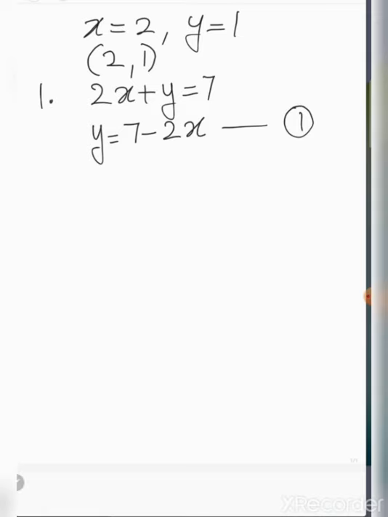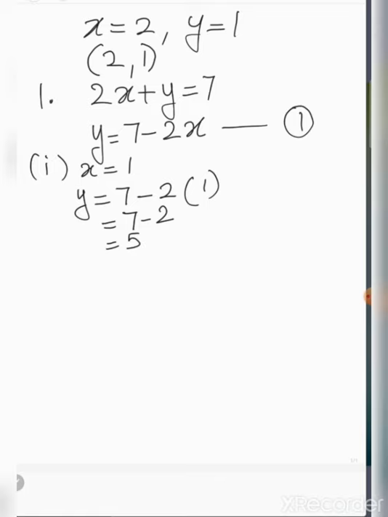Okay, so I will take the first value of x as 1 and substitute x as 1 in equation 1. So what will I get? Y is equal to 7 minus 2 into 1, that is 7 minus 2 which is equal to 5. Now x is equal to 1, y is equal to 5. This solution can be written as an ordered pair 1, 5. This is one solution.